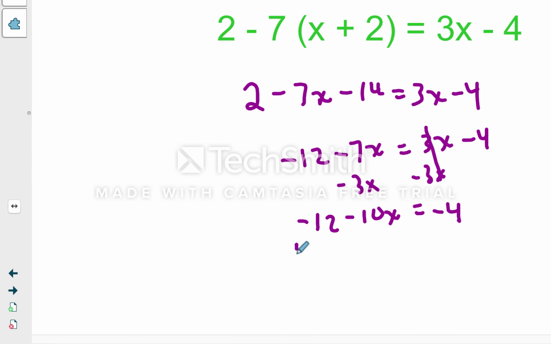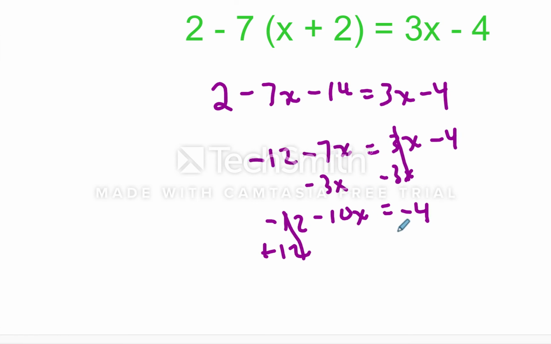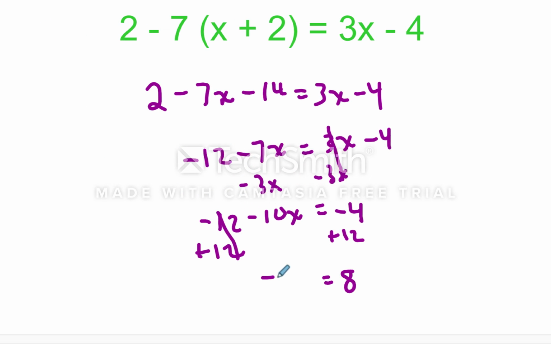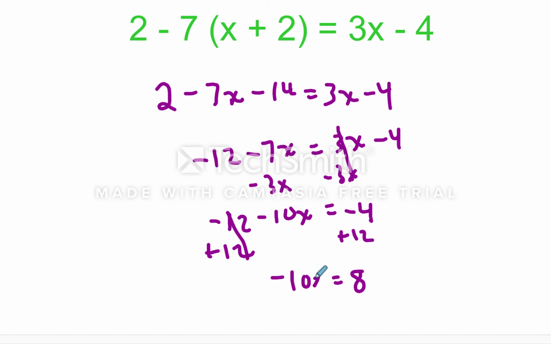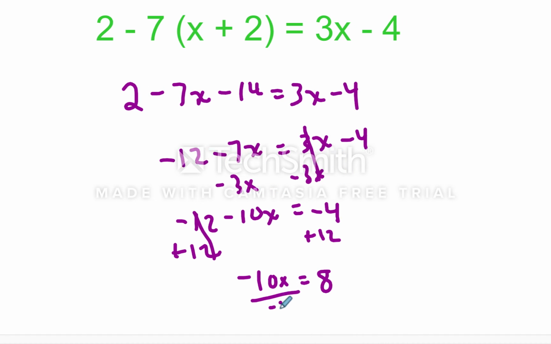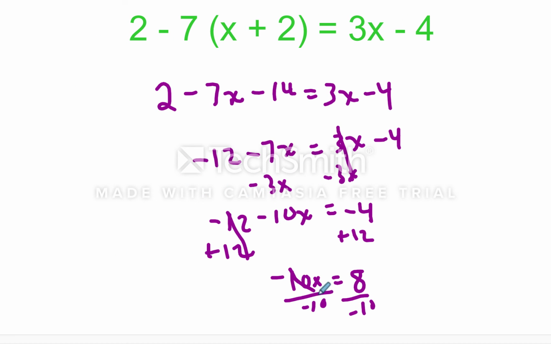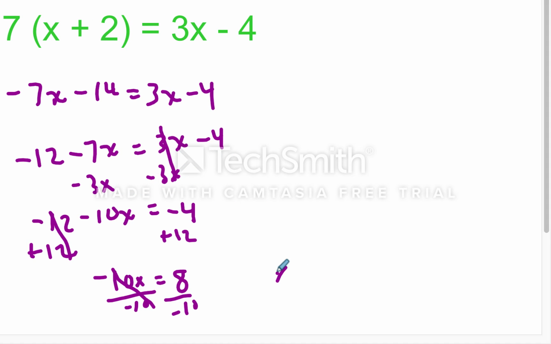So we would add 12 to both sides. This is going to cancel. Add 12 over here. Negative 12 plus 4 is positive 8. And then we have negative 10x on the left side. So divide by negative 10. And there's your answer, 8 over negative 10. So the negative 10s cancel out. And you could even say x equals negative 4/5 if you want to simplify it. I'm just going to leave it like this.